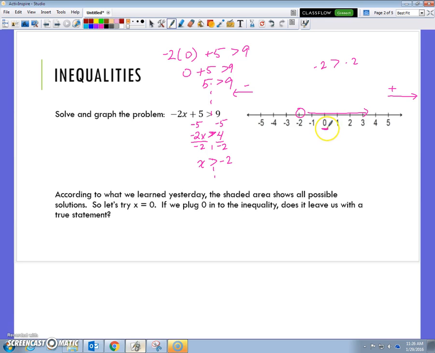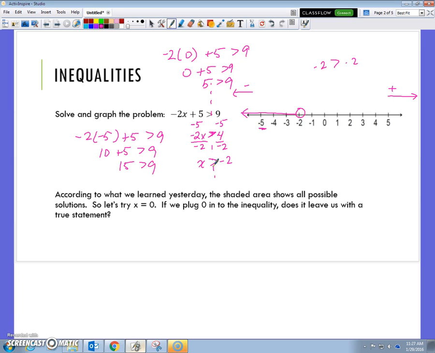Since I know that 0 is not a solution, I know that can't be right. This whole side cannot be right. Let's try the other side and see if those work. Let's try negative 5. Negative 5 is on the left side of the open dot. Negative 2 times negative 5 plus 5 is greater than 9. 10 plus 5 is greater than 9. Well, I know that 15 is greater than 9, so the side that I should have shaded was this way. Interesting. Even though my answer says greater than, I'm shading to the left.